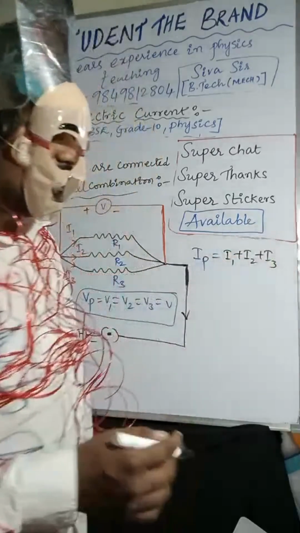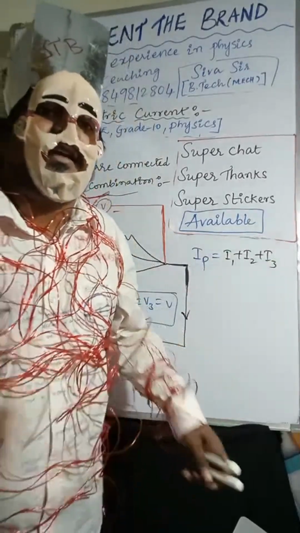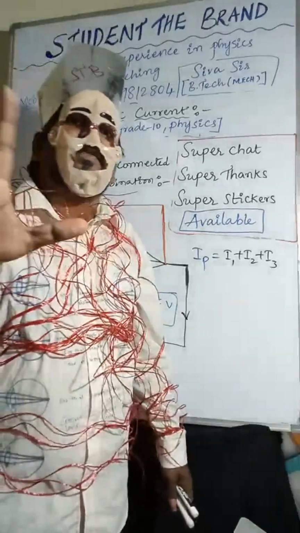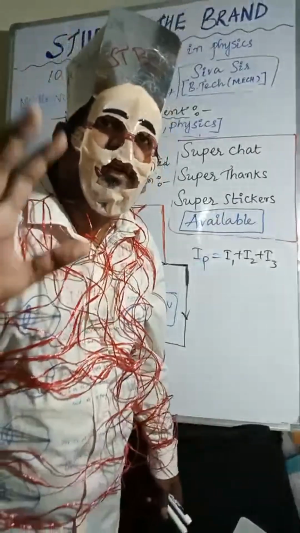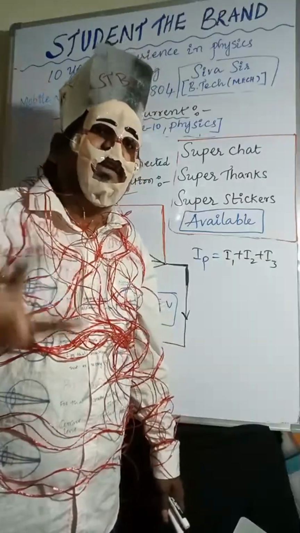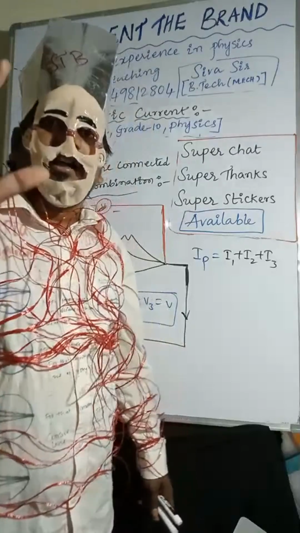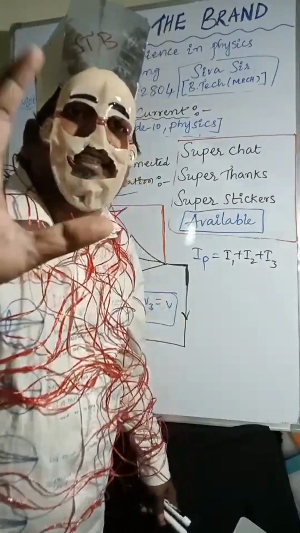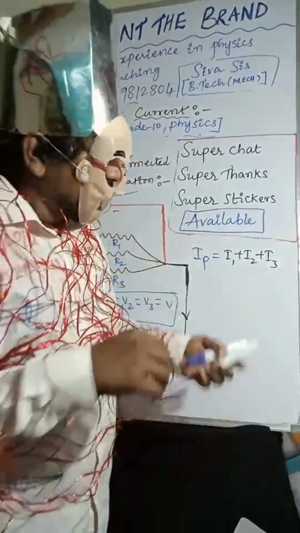Why is current different in parallel combination? Current is different in parallel combination, but potential difference is the same. Vp equal to V1 equal to V2 equal to V3 equal to V. Potential difference is the same; current is different.